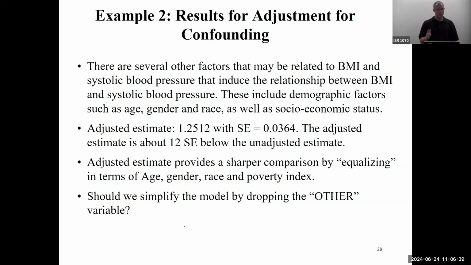Why is this happening? Because the adjusted estimate gives us a sharper comparison and essentially equalizes people in terms of their age, their gender, their race, their poverty index, when we're estimating the relationship of BMI with systolic blood pressure. Now we're saying for somebody who's the same age, the same gender, the same race, and the same level of poverty index, if we compare different people in terms of their BMI, what's that relationship? And that gives us the adjusted estimate. And furthermore, we could simplify the model by dropping this other variable based on the t-test that we saw.